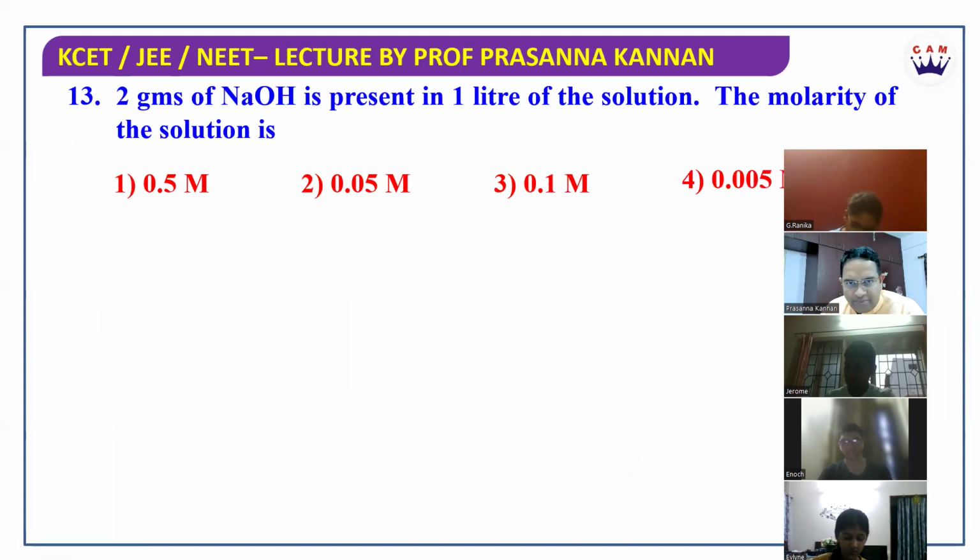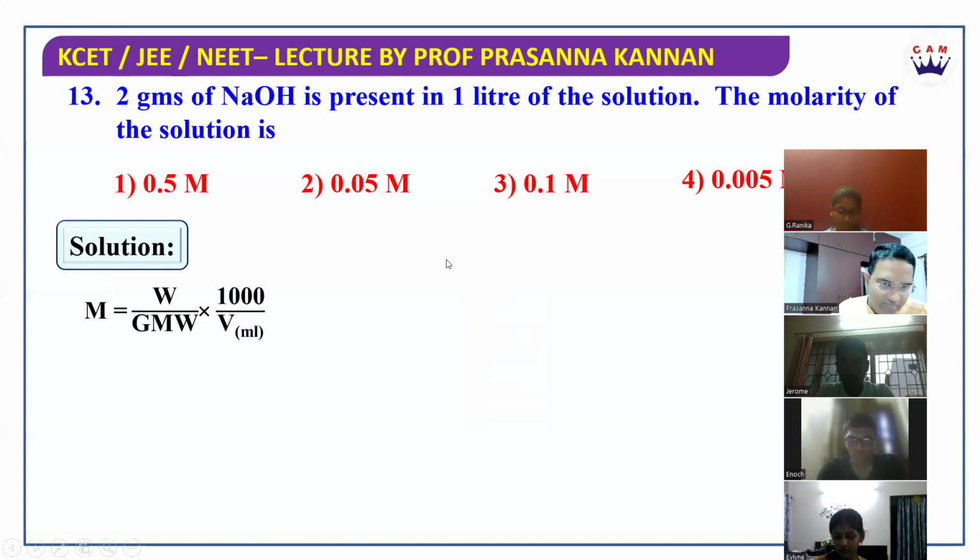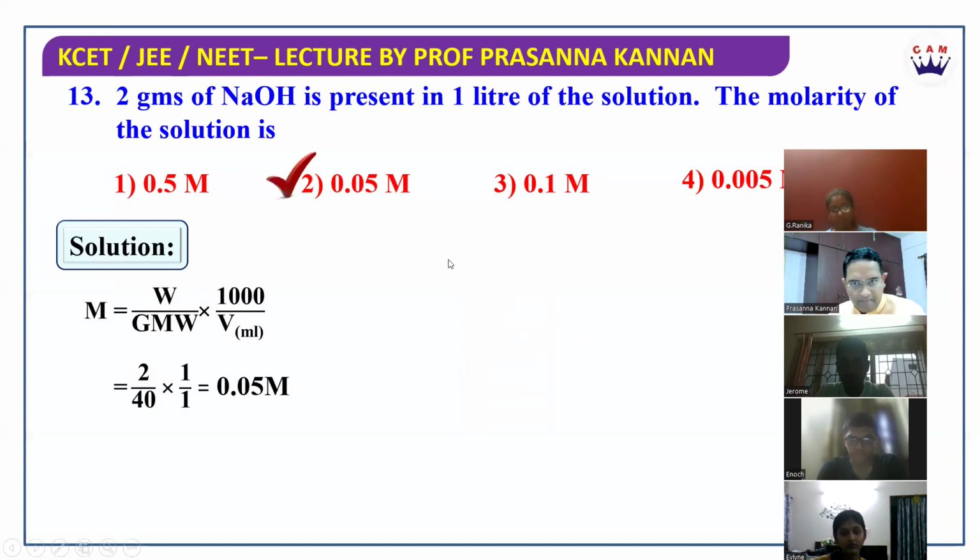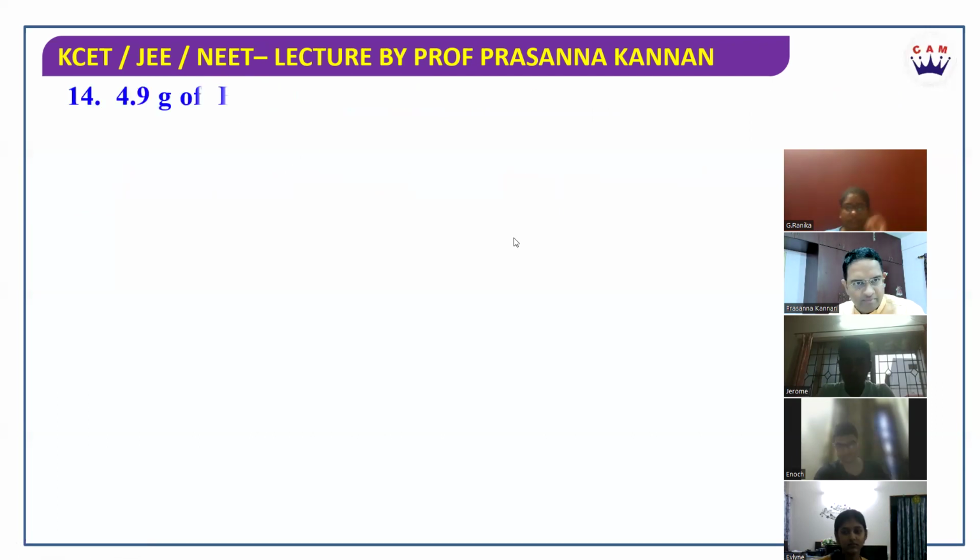Two grams of sodium hydroxide present in 1 liter. So what should be the molarity? Sir, 0.05, sir. Correct, right? So if it is 40 grams, it is 1 molar. If it is 4 grams, it is 0.1 molar. Half of that is 0.05. Okay, very good. Next. Jerome, come on.